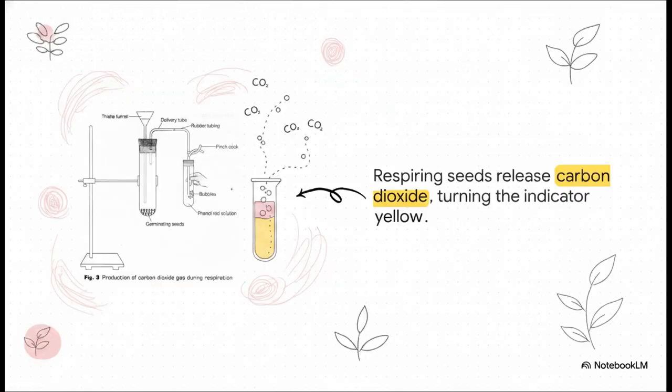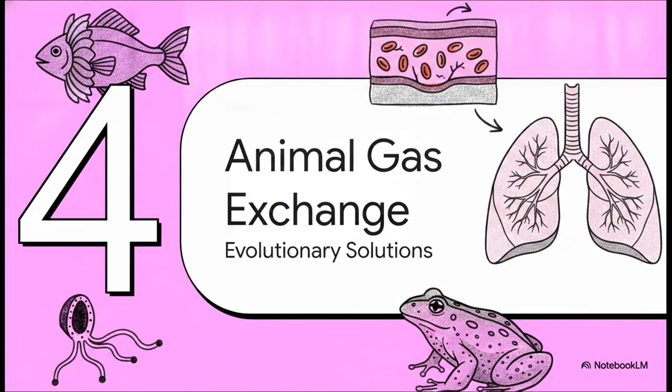Alternatively, we can use a chemical indicator to prove the exact same thing. By bubbling the gas expelled by those germinating seeds into a phenol red indicator, the liquid turns from a neutral pink color to a pale yellow. It undeniably confirms that respiring plants are pumping out carbon dioxide, turning the solution acidic. No lungs required.